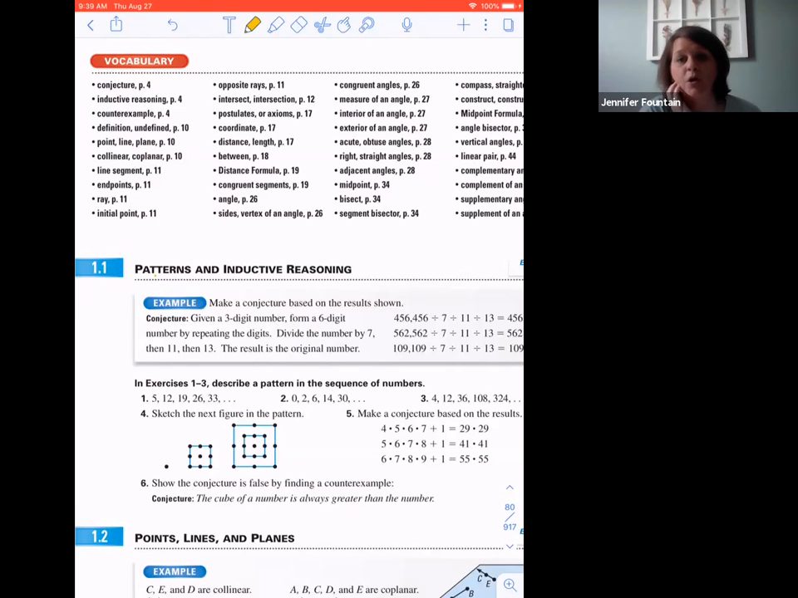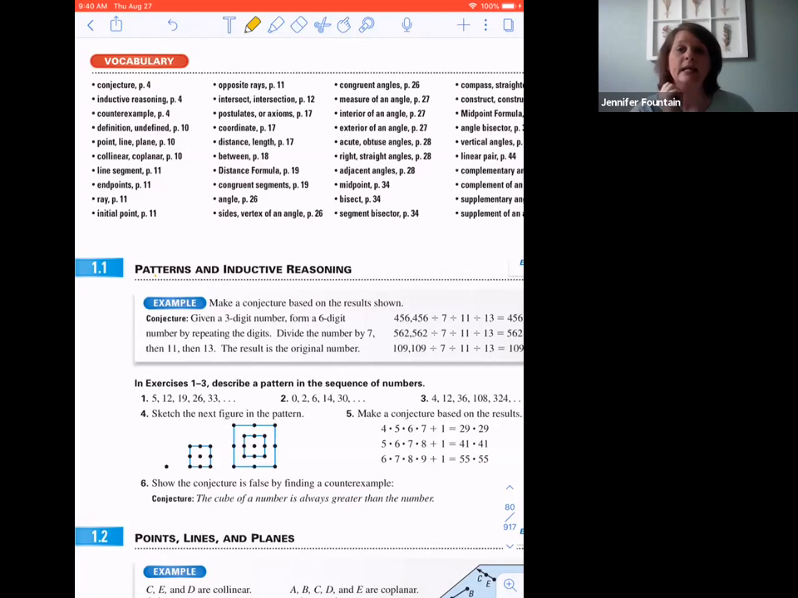Collinear and coplanar. Collinear, 2 points on the same line. Coplanar are going to be 2 lines in the same plane. A line segment has 2 endpoints, and that's our next word, endpoint. It has a beginning and an end. Endpoints are going to be those 2 points that create a segment.